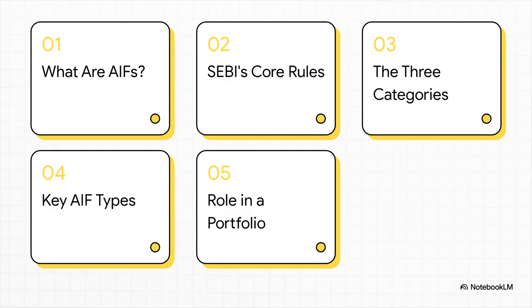So here's the game plan for today. We're going to start with the basics. What even are AIFs? Then we'll dive into the super important SEBI rules you've got to know. From there, we'll look at the three main categories they fall into, check out some specific types of funds, and wrap it all up by figuring out why any of this matters for a real-world portfolio.